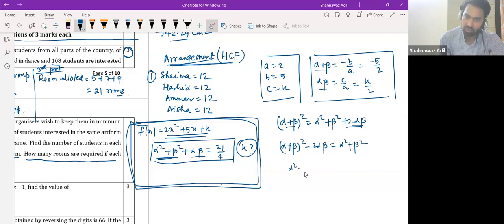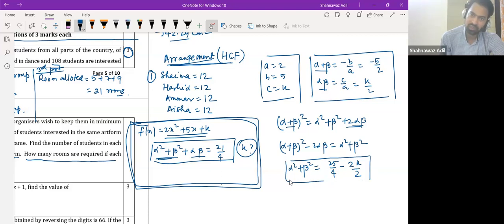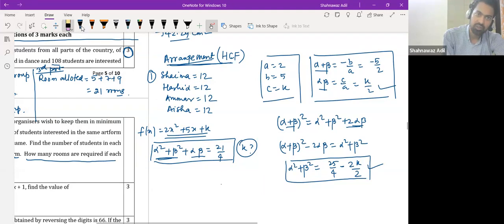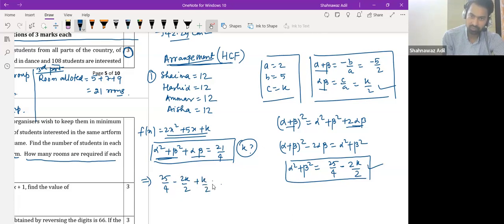So this would be how much? This would be alpha plus beta whole square, right, which is 25 by 4 minus 2 into k by 2, right? So this is alpha square plus beta square. So then we know this value and then we know this value, then we can put this value in here, right? So then this is 25 by 4 minus 2k by 2 and plus k by 2. This is equal to 21 by 4.